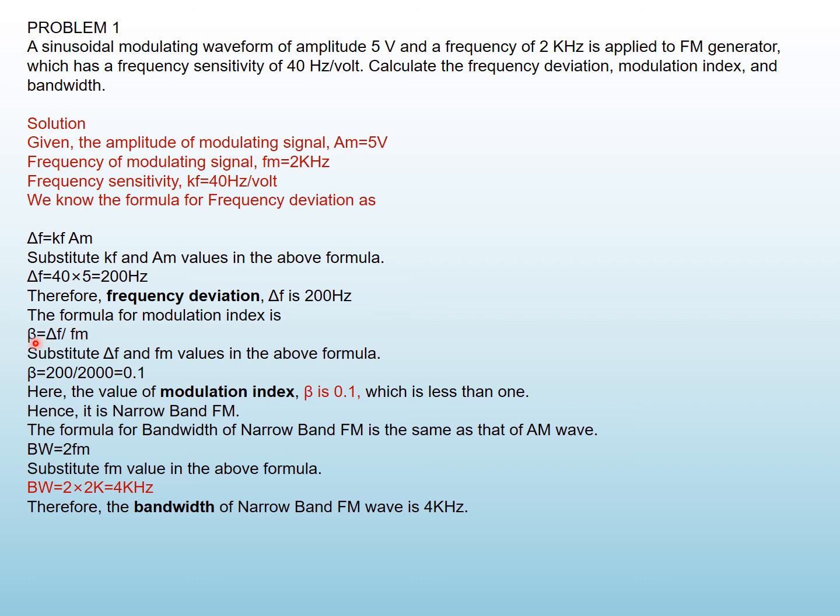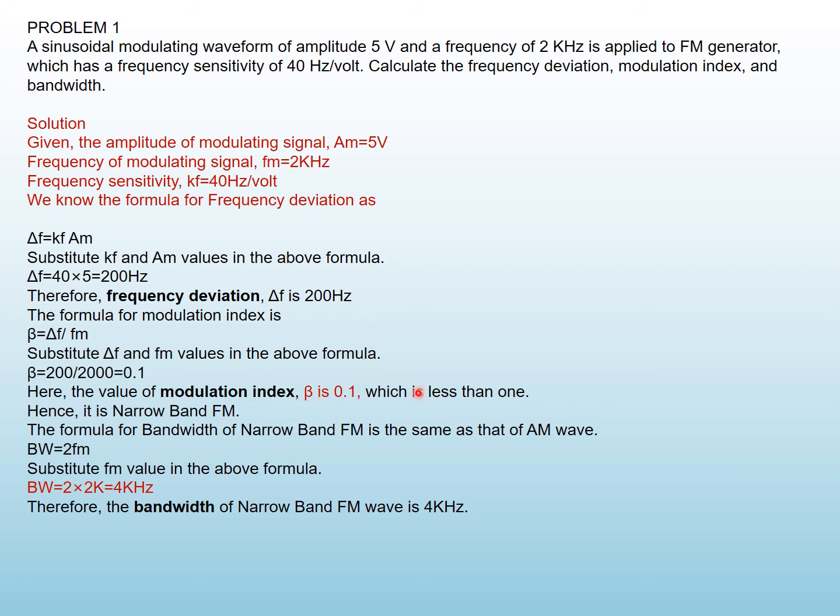The next parameter is the modulation index. Beta is the deviation del f divided by the modulating frequency fm. Substituting the values, we have 200 hertz divided by 2 kilohertz, and 1 kilohertz is 1000 hertz. So beta is equal to 0.1. You can directly substitute 2 kilohertz and 200 hertz also, nothing wrong in it. Your answer beta will be 0.1. So the modulation index beta is 0.1.